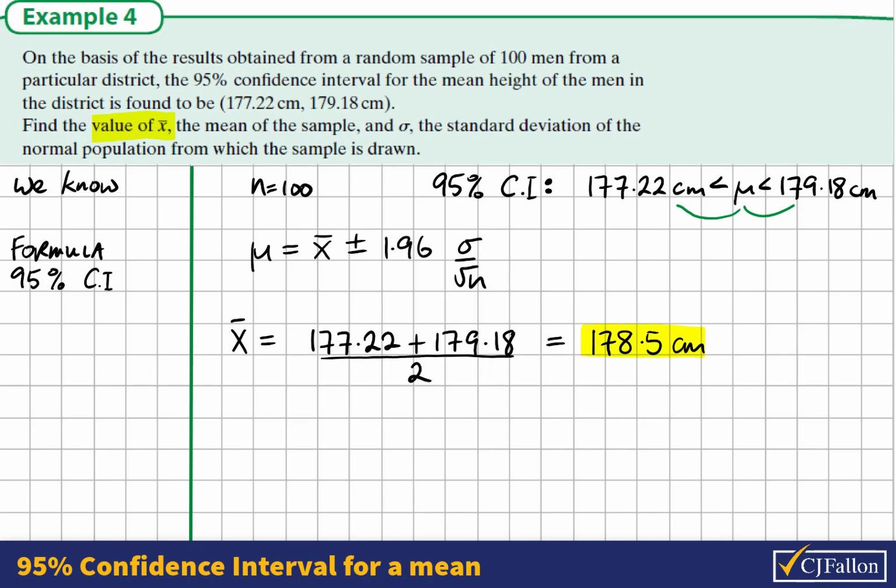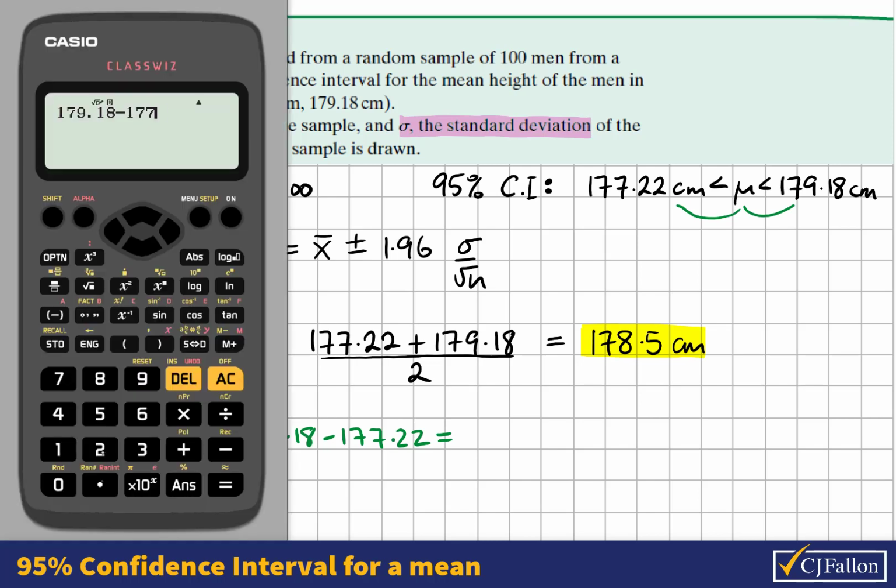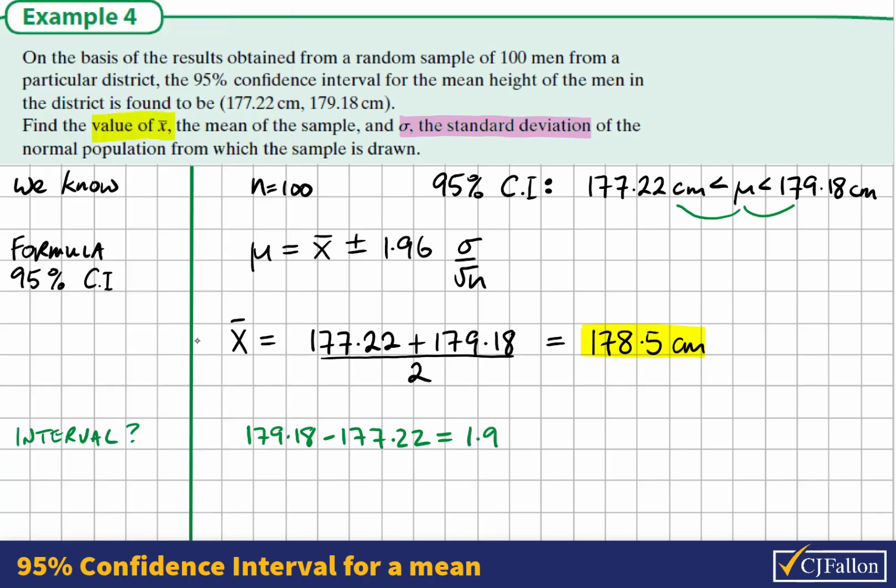In the second part of the question, we've been asked to find sigma, the standard deviation. To find this, we're interested in maybe firstly how large our interval is. What's the gap between 177.22 and 179.18? So if we subtract one from the other, we see, putting this into the calculator, it's 1.96 centimeters.